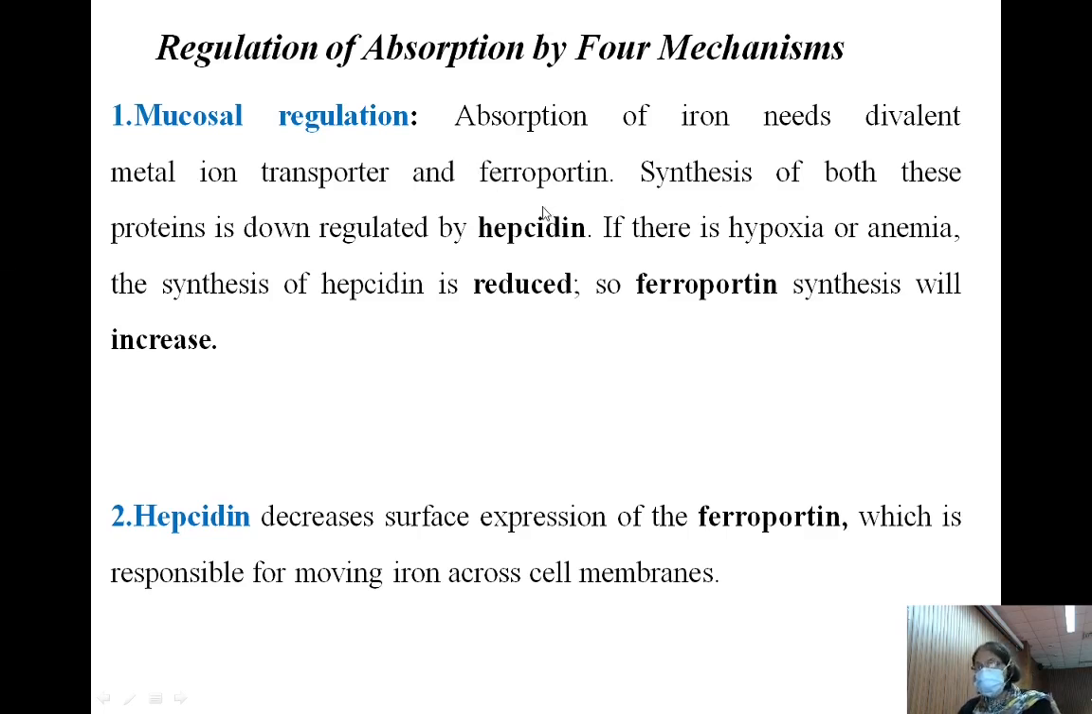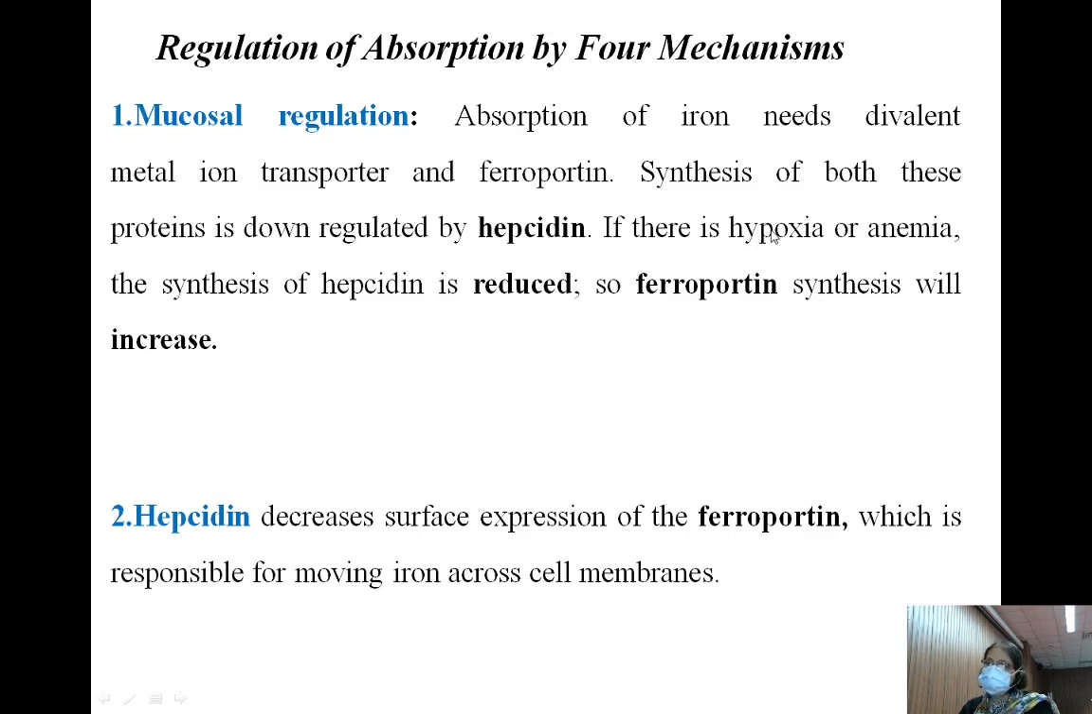Hepcidin is indirectly responsible for decreased absorption of iron, because it down regulates the synthesis of these 2 iron absorbing proteins. So ferroportin synthesis will increase if there is hypoxia or anemia. Hypoxia means a lack of oxygen supply, as in high altitude, or in anemia there will be loss of blood, quantitative and qualitative loss of blood. In that case, body iron demand will be more.